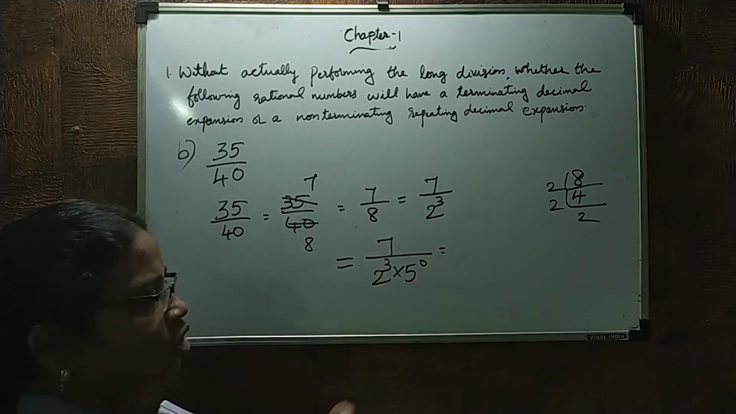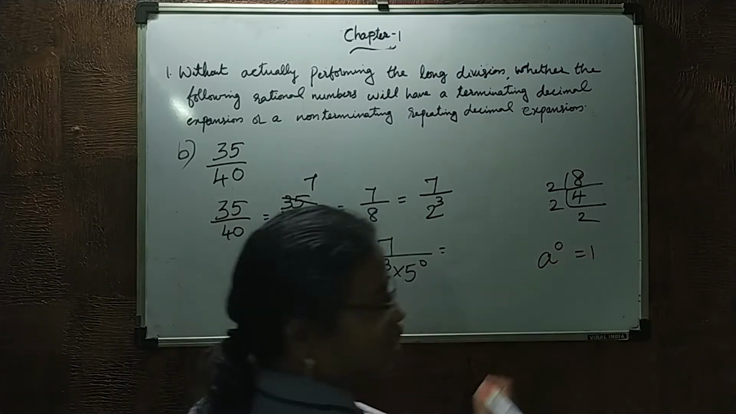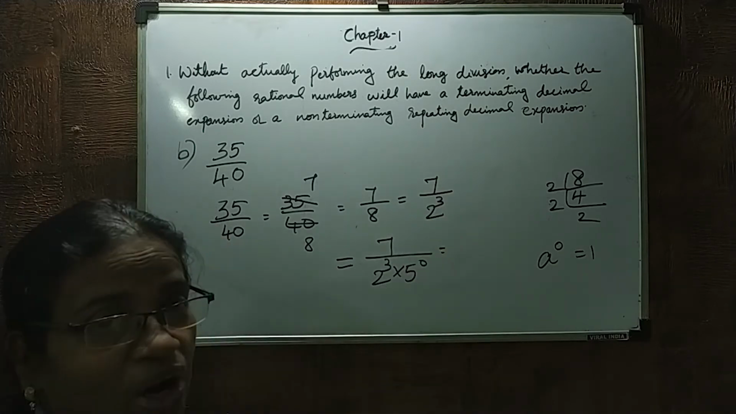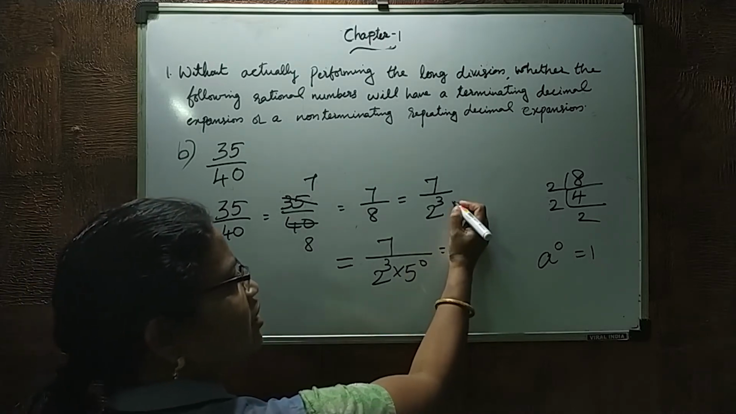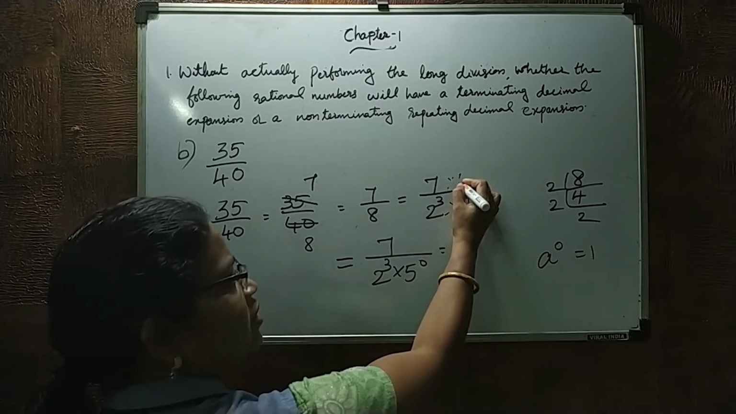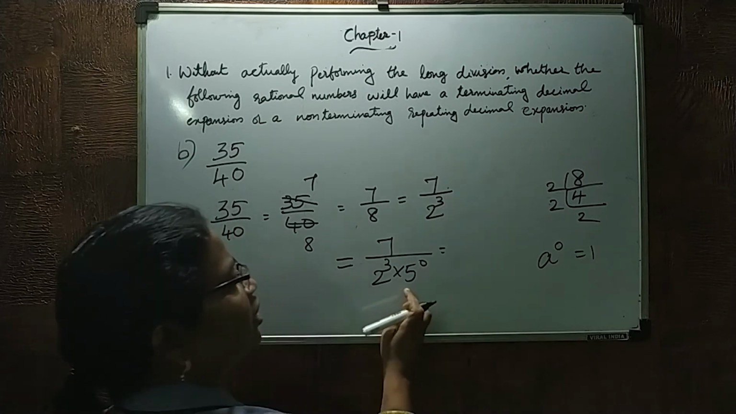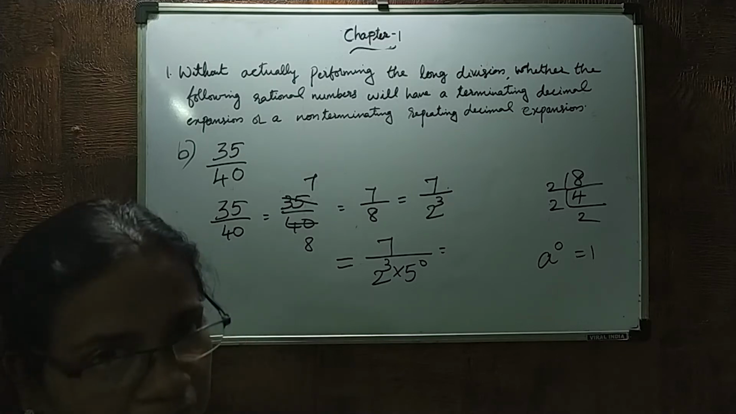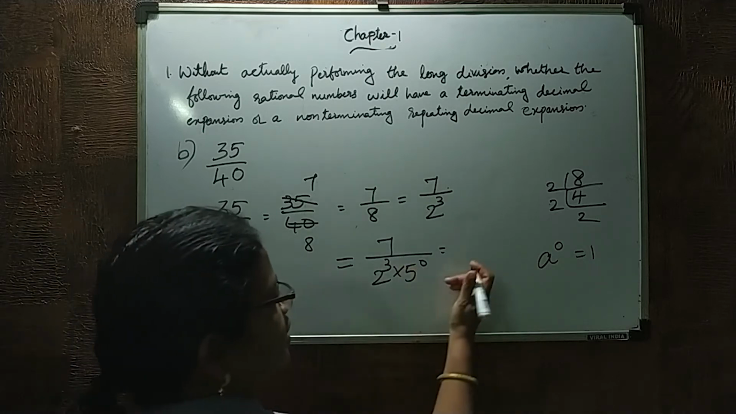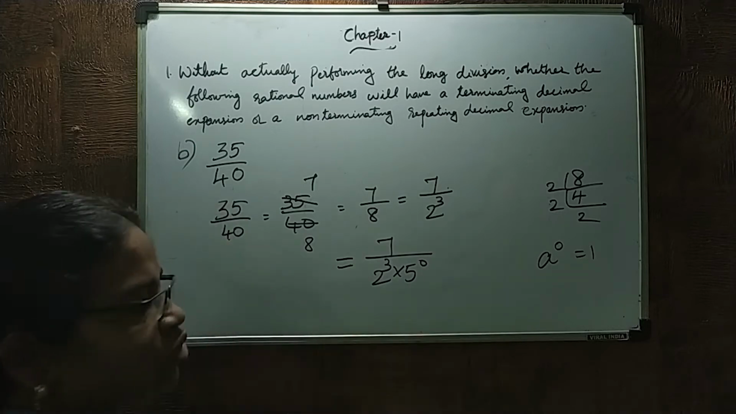Now look, why I put here 5 raised to 0? Because a raised to 0 equals 1. So only 2 raised to 3 is there. Here it is into 1 actually. Here also into 1 is there. That we have to understand. So for that 1, it is needed here as 5 raised to something. So we write it as 5 raised to 0 instead of this one. So it will be 7 by 2 raised to 3 into 5 raised to 0. This will be enough for the answer also.